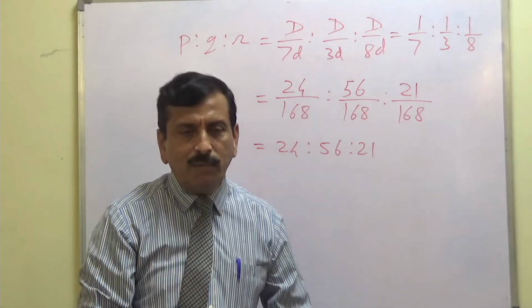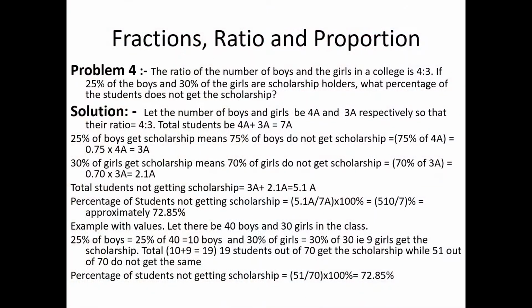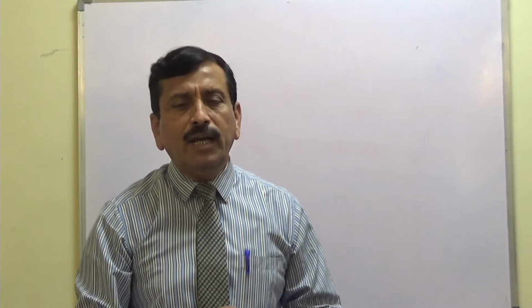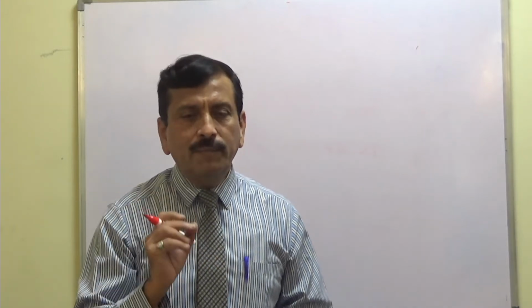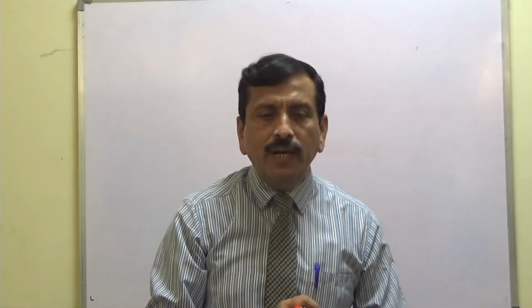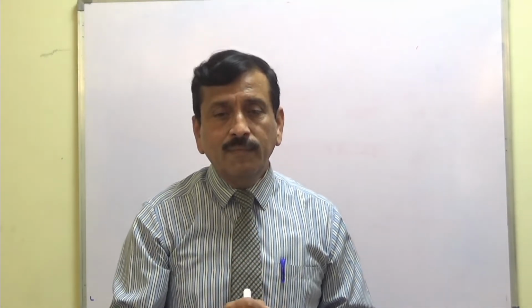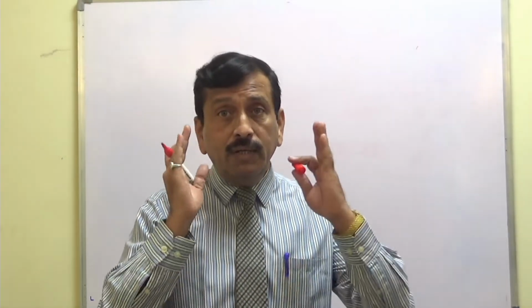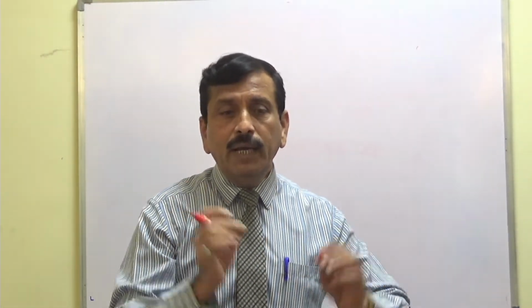Let's see the next problem. Read the problem carefully and try to formulate it in terms of the variables and relationship. What is there? The ratio of the number of boys and the girls in a college is 4:3. If 25% of boys and 30% of girls are scholarship holders, what percentage of the students doesn't get scholarship? Now nicely analyze this problem, keep it in mind.